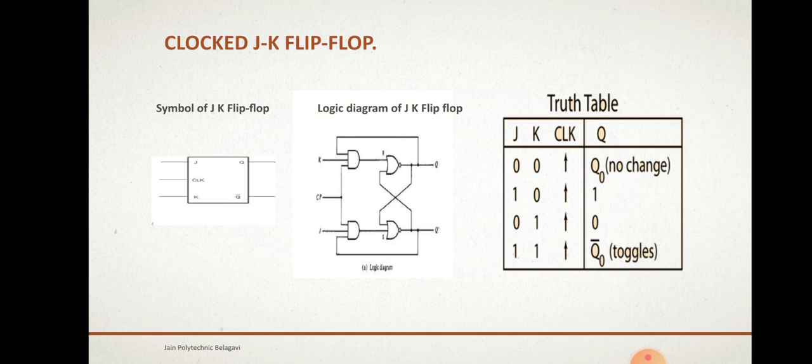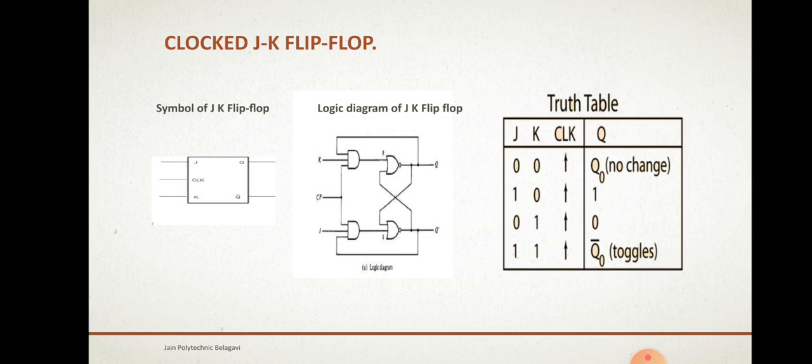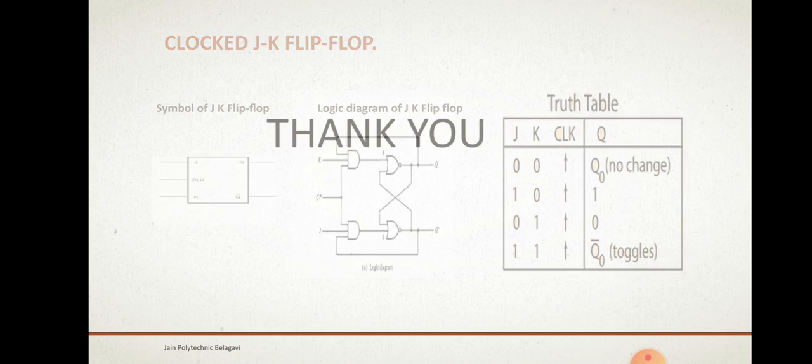This condition is undesirable, and we have to find a way to eliminate it. This undesirable behavior can be eliminated by edge triggering of the JK flip flop, or by using the master slave JK flip flop. Thank you.